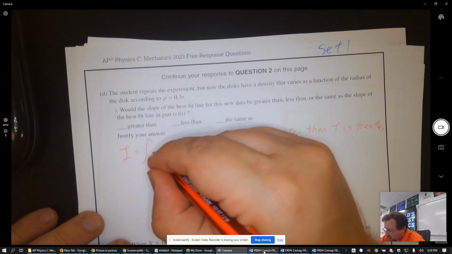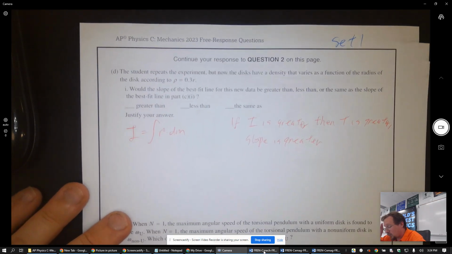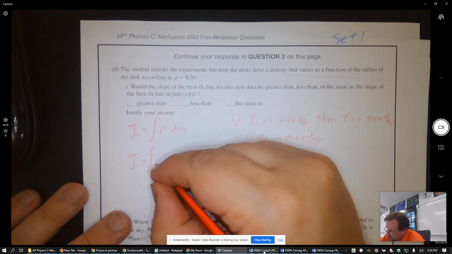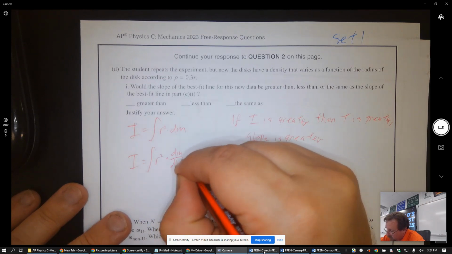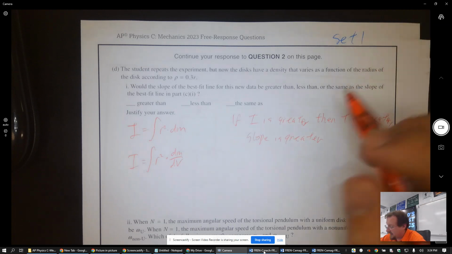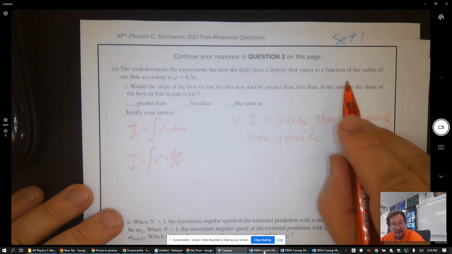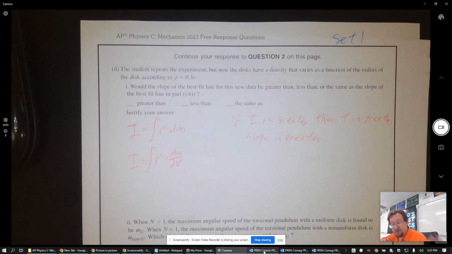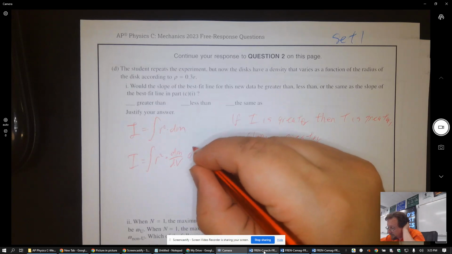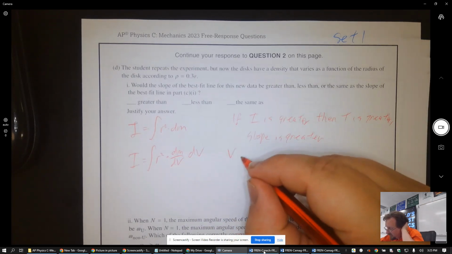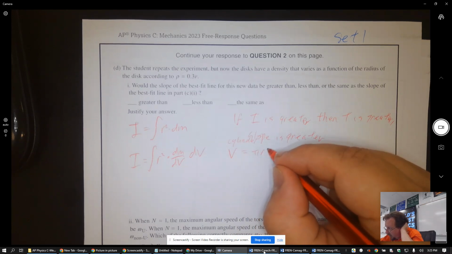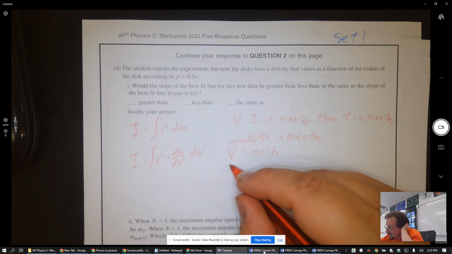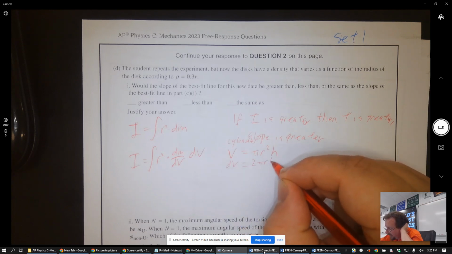So I is the integral of r squared d mass. And so what I'm going to do is say integral of r squared times d mass over d volume. Is there some way I'm supposed to be able to do this? They didn't say that this was the same mass. If they said it was the same mass, but the density is increasing as you get from the center, I still don't know what I would do. Okay, now the volume for a cylinder is pi r squared times the height or thickness of it. So the dV is going to be 2 pi r h dr.